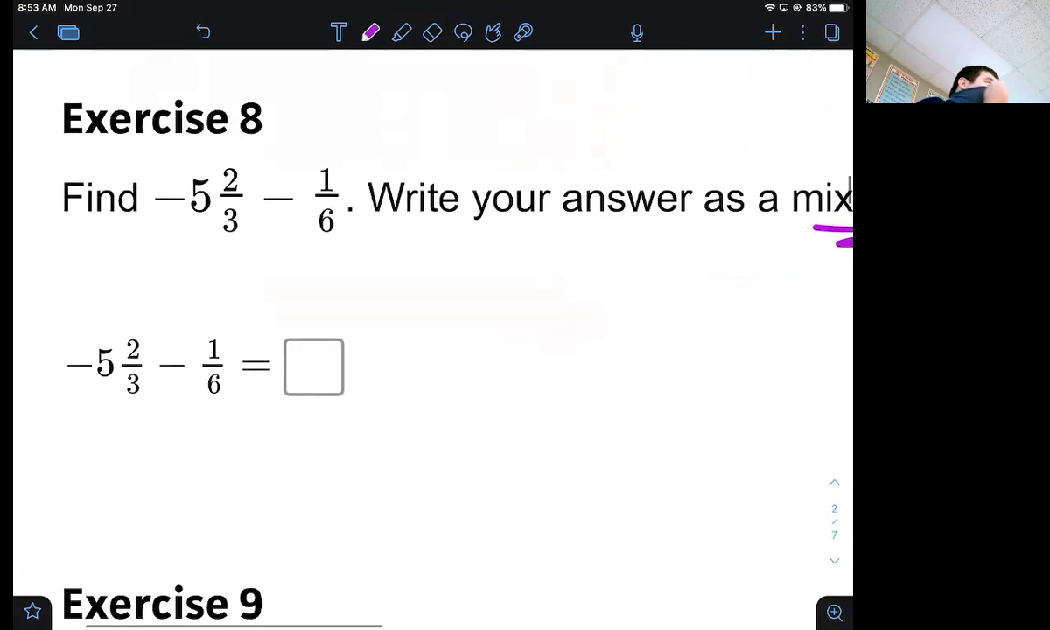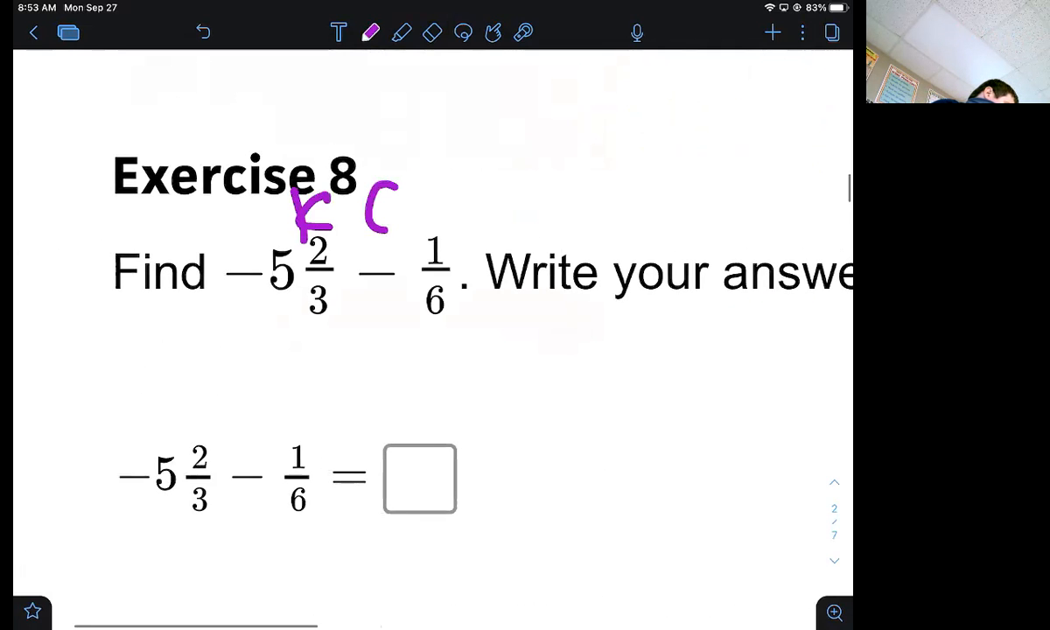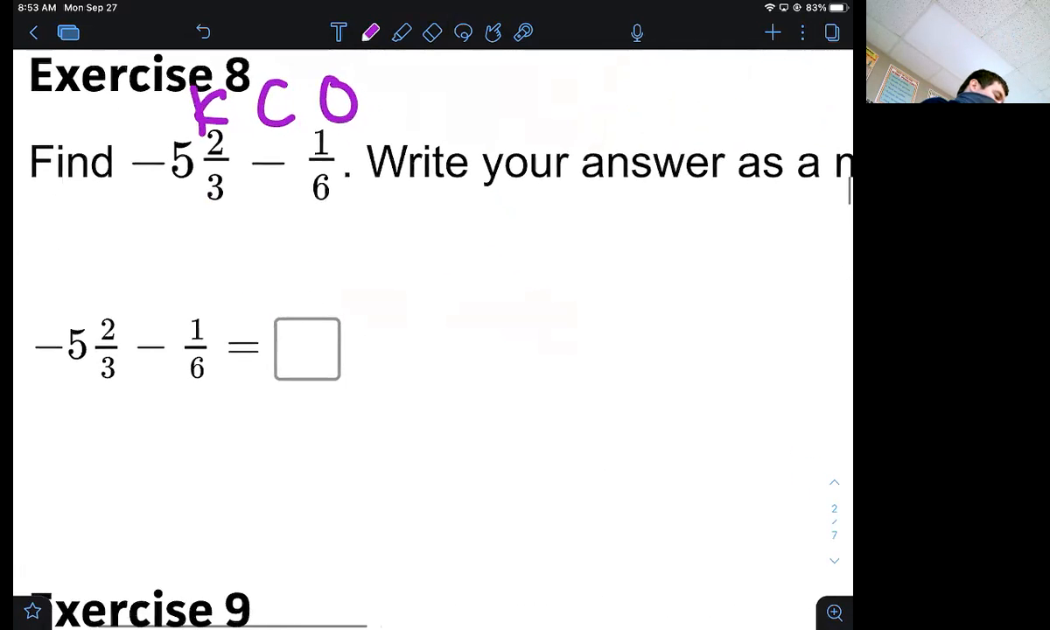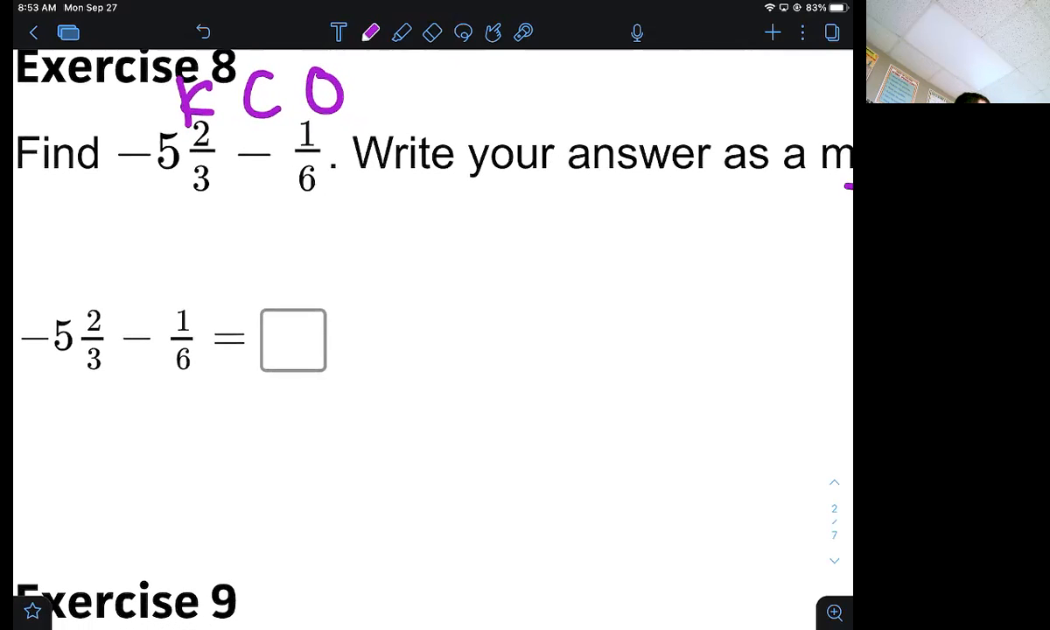Now, every rule of math still applies though. I still need a common denominator. I still have to use keep change opposite on my subtraction problems. Keep that in mind too. What is my common denominator going to be? 6. The first multiple of 3 that's also a multiple of 6 is 6.